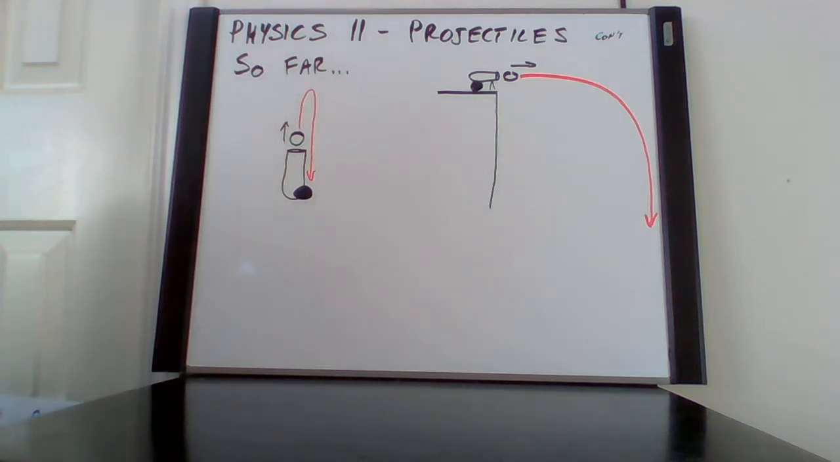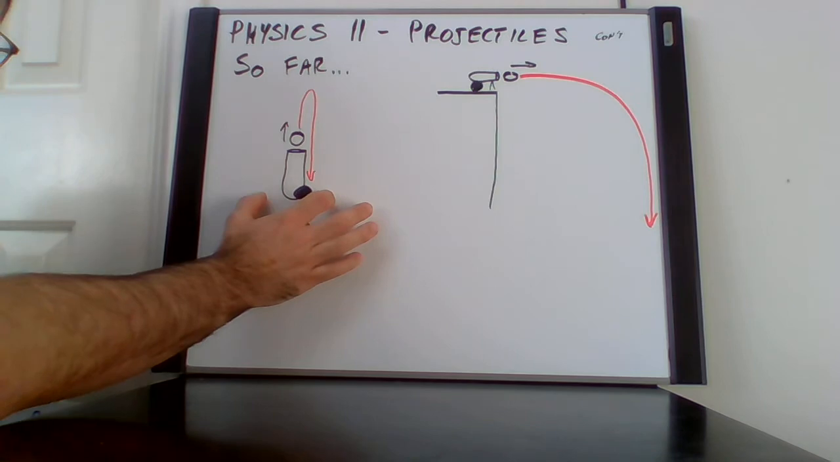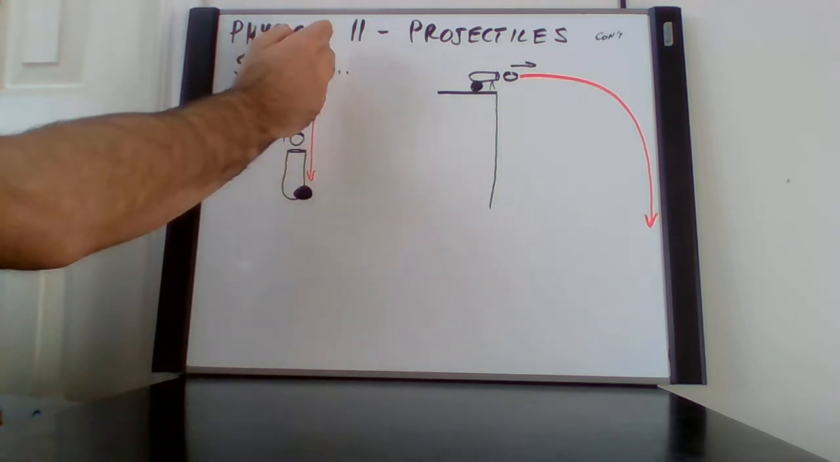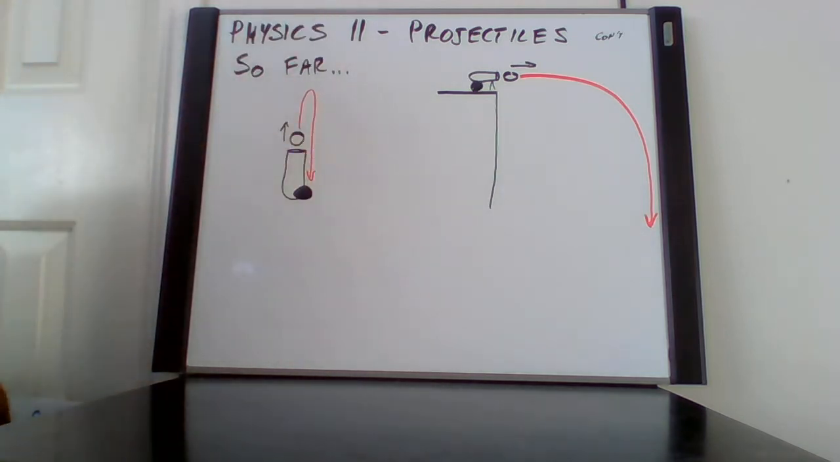All right, Physics 11, welcome back to our discussion on projectile motion. So far we've accomplished two of the four types of projectile motion that we can talk about. Like I said, in this course we're only going to deal with three, and the fourth type we will deal with next year. The first one we've dealt with is our vertical launch, where we're just throwing something straight up and watching it come back down.